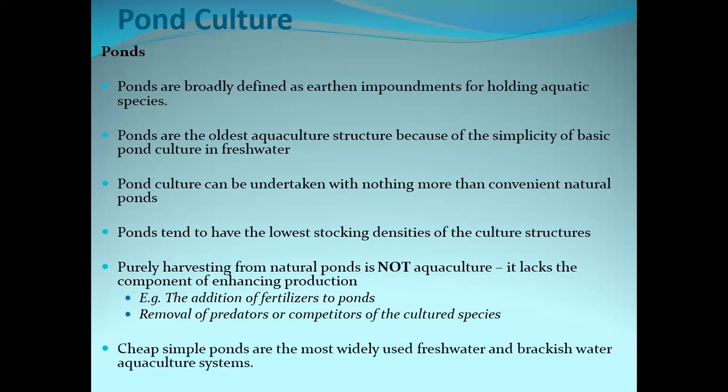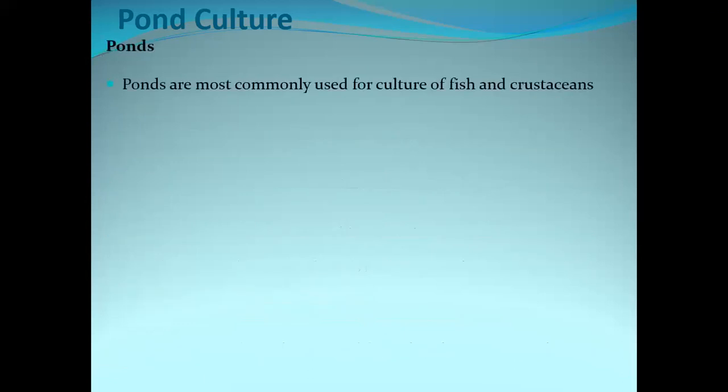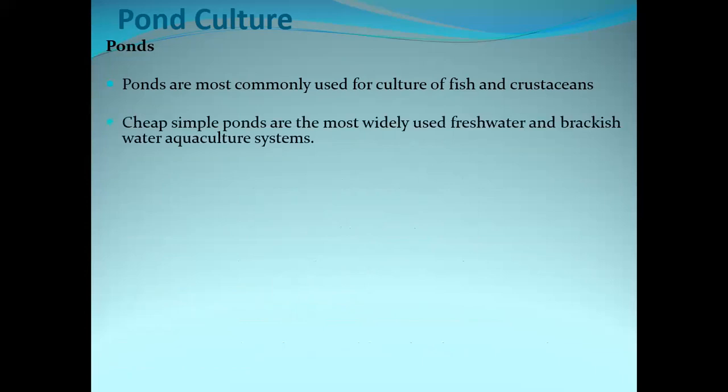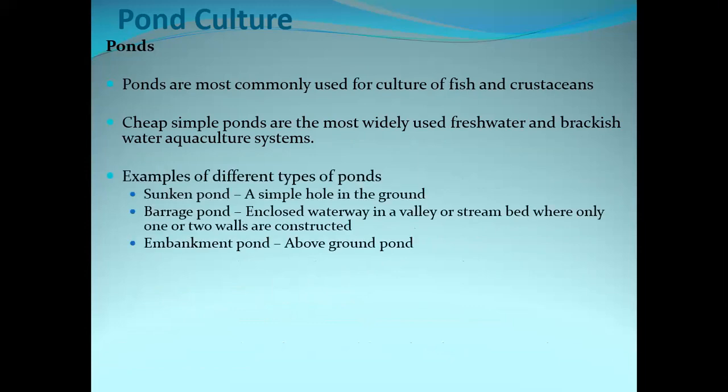Right? So cheap, simple ponds are the most widely used freshwater and brackish water aquaculture systems. Ponds are most commonly used for the culture of fish and crustaceans. Right? So again, cheap, simple ponds are the most widely used freshwater and brackish water aquaculture systems. Right? So examples of different types of ponds.